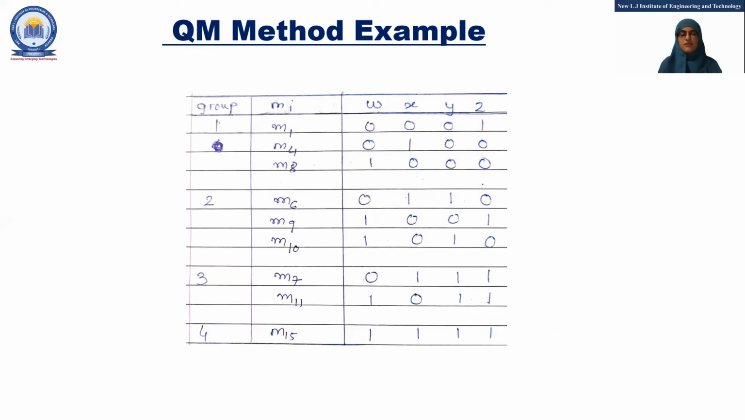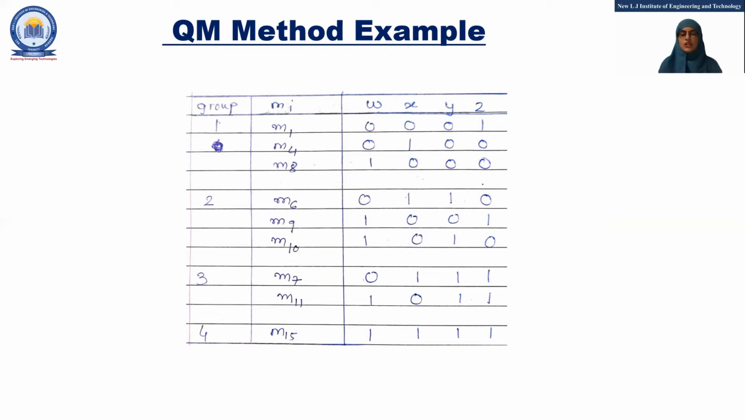The next step is to group them by the number of ones. If there are 0 ones, we make a group of 0, but there is no min term with 0 ones, so we start with group 1. M1, M4 and M8 contain 1 one. Group 2 includes M6, M9 and M10, which have 2 ones. It is the same for 3 ones and 4 ones. Group 3 includes M7 and M11, and group 4 includes M15.